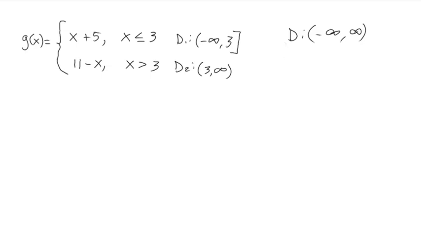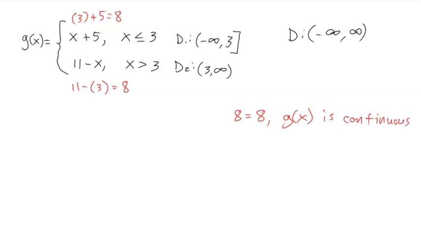Condition 2 is what are the output values at the transition x value. So the transition value is 3, and so we're going to plug 3 in here, and we get 3 plus 5, which is equal to 8. And then we're going to plug the 3 into this 11 minus x. 11 minus 3 is also equal to 8. And since 8 equals 8, then the piecewise function g of x is continuous.